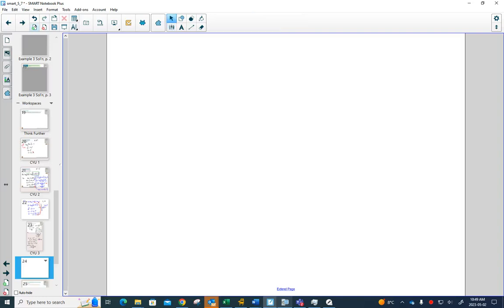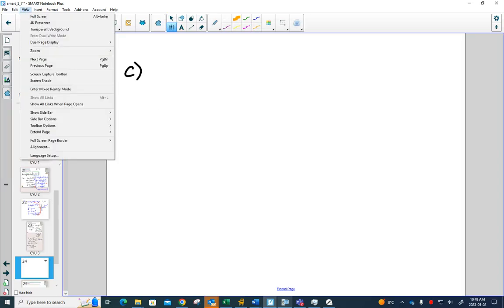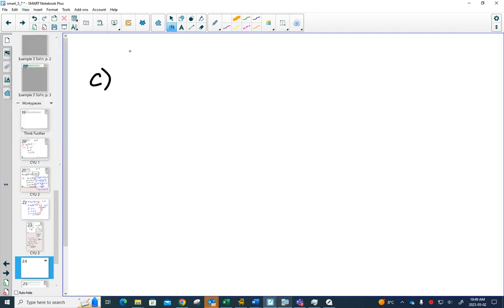Sometimes all the extra log laws are unavoidable. We're going to do two more, one that is in the textbook and then one that I'm going to make up for you. Part C. Oops. Part C, I'll write it out again, is 3 to the x plus 1 equals 6 to the x.